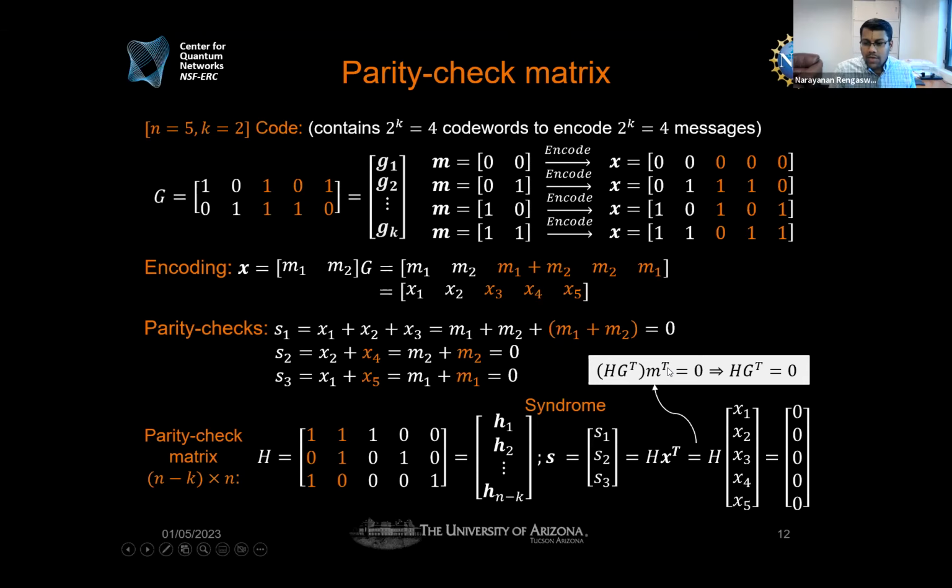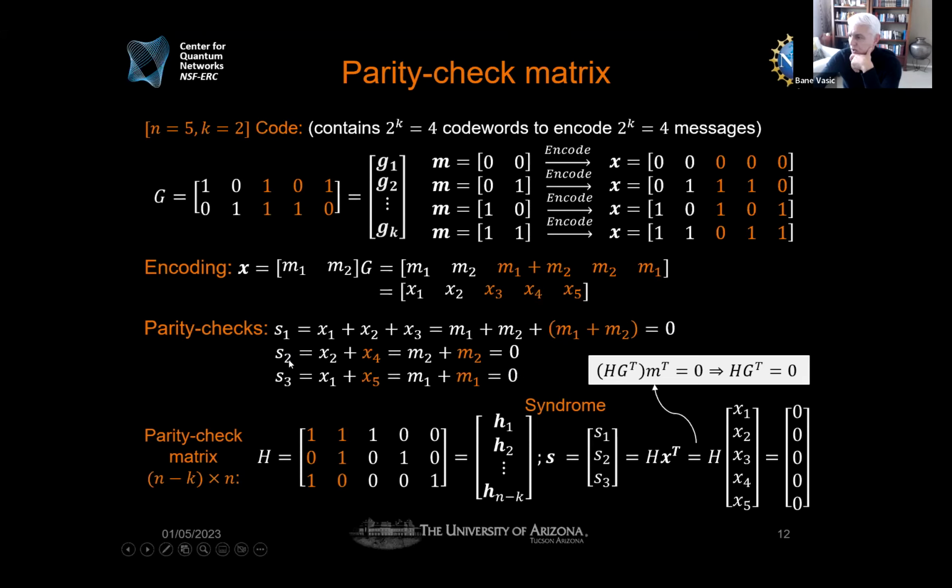Okay. All right. So you see, I can create these values S1, S2 and S3. So M1 plus M2 plus M1 plus M2 must be 0 because this is all XOR, and the same thing for this value.